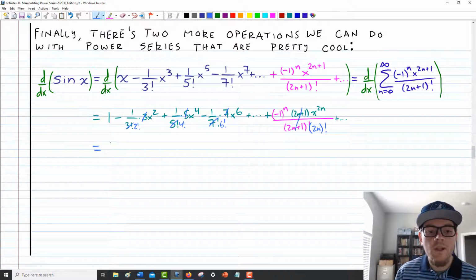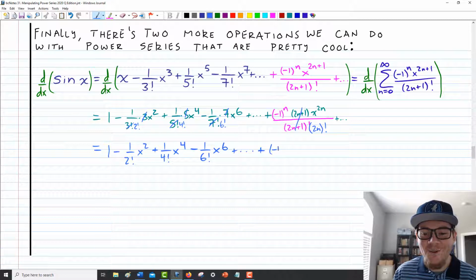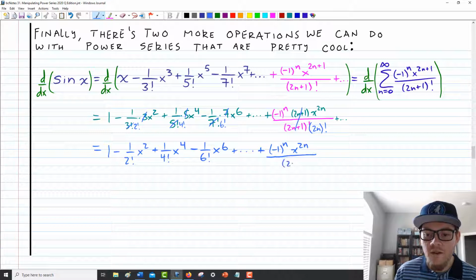And what we're left with on this side is going to be 1 minus 1 over 2 factorial x to the second plus 1 over 4 factorial x to the fourth minus 1 over 6 factorial x to the sixth, and then our general term. Can you see the smile starting on my face? I just find this so cool. We get negative 1 to the n times x to the 2n divided by 2n factorial.